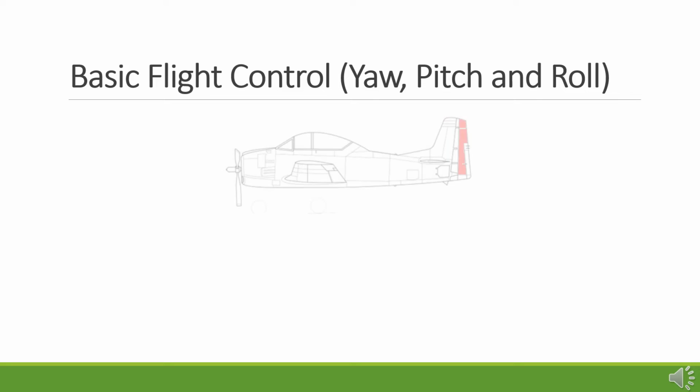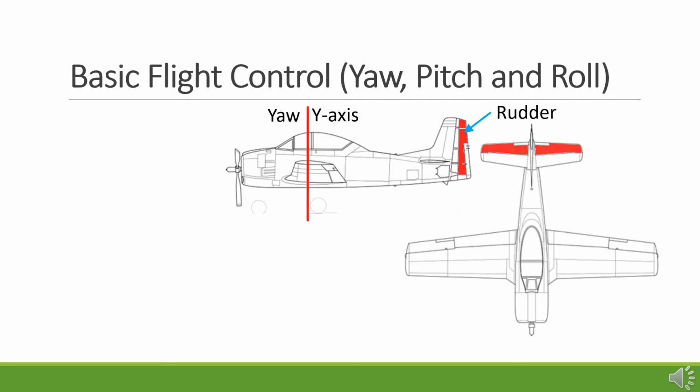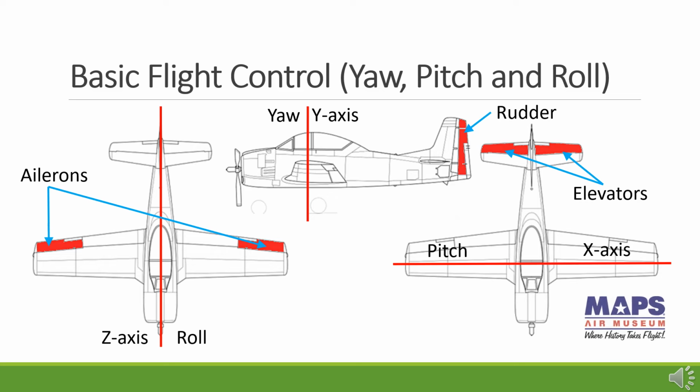Basic aircraft controls allow the aircraft to rotate around the y-axis or perform a yaw maneuver using a rudder located on the vertical tail, to rotate around the x-axis or pitch using elevators located on the horizontal tail, and to rotate around the z-axis or roll using ailerons located on the wings of the aircraft. There are a number of additional control surfaces that will be found on modern aircraft. Some of these controls will be discussed in a future lesson.